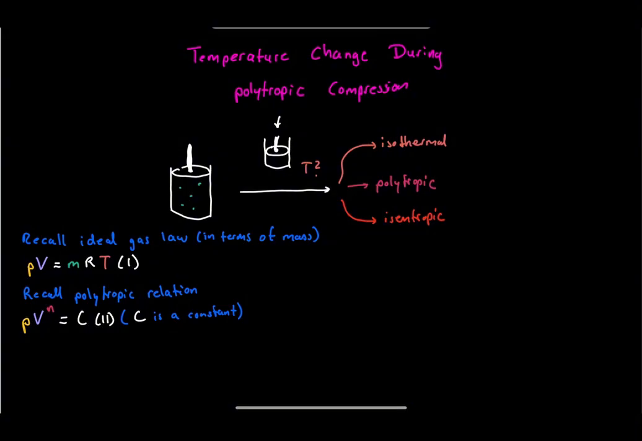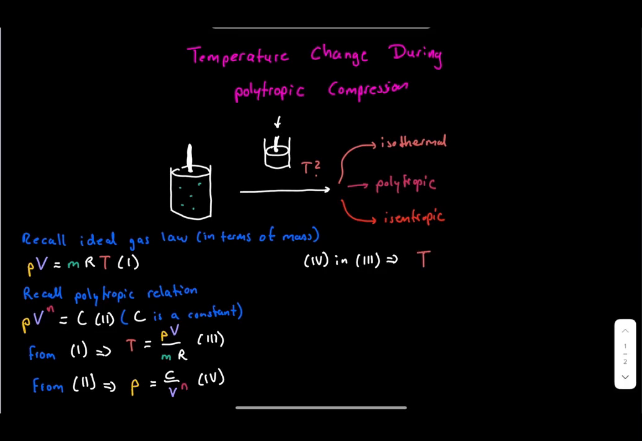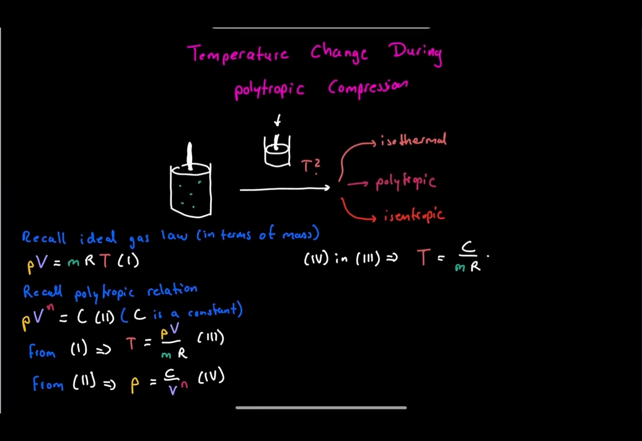Now let's derive the temperature relation. From the ideal gas law, temperature equals P times V divided by mR. For a polytropic process, pressure can be written as a constant divided by V to the power n. Now insert this into the ideal gas law. Temperature becomes constant times V to the power 1 minus n divided by mR. Since the constant, mass, and R do not change, temperature is proportional to V to the power 1 minus n.